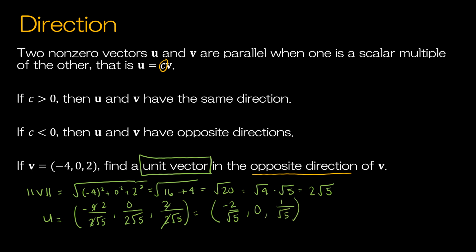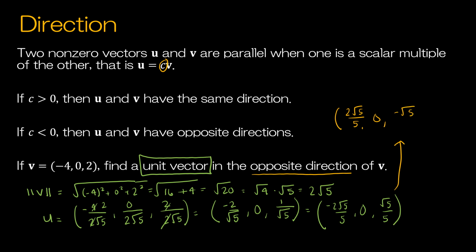Now, if I wanted to, yes, I could go one step further and say this is -2 radical 5 over 5, comma 0, comma radical 5 over 5. Either of those would be correct. Now, I want to find it in the opposite direction of v. So in the opposite direction of v, I would simply negate the values. So this is +2 radical 5 divided by 5, comma 0, comma negative radical 5 over 5.